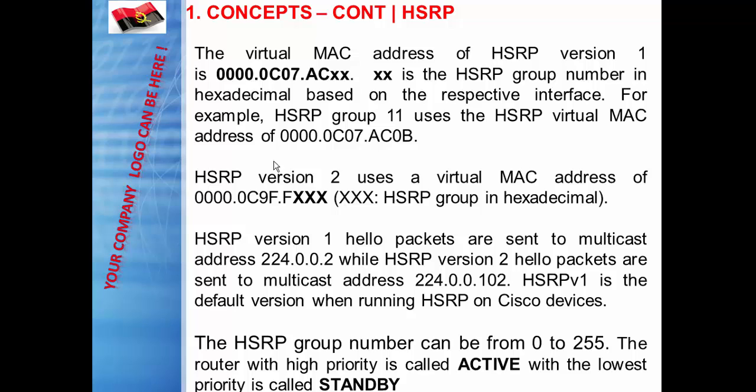As you may know, in hexadecimal, the numbers are represented with letters, so it should be the MAC address of version one. For version two, we use this MAC with XXX, the space that should include the group number. For instance, if we use the same group number 11, I should have here 0 B, and this should be represented as a hexadecimal number.